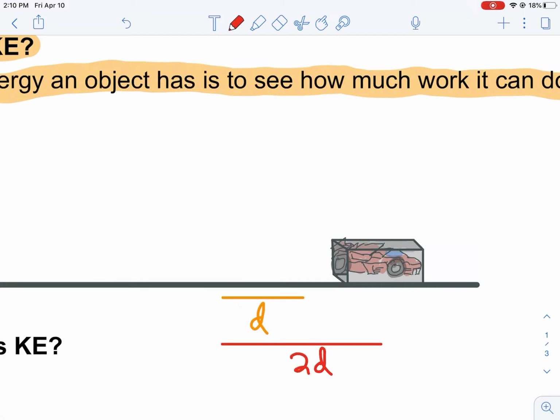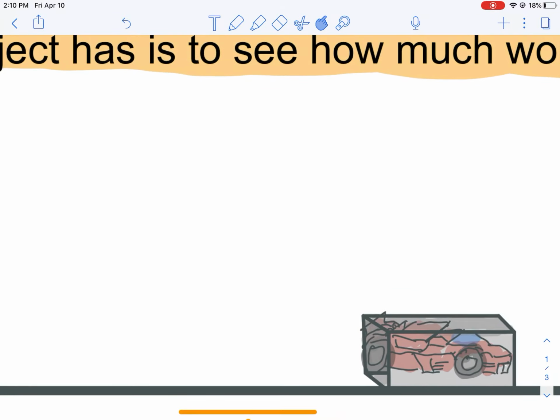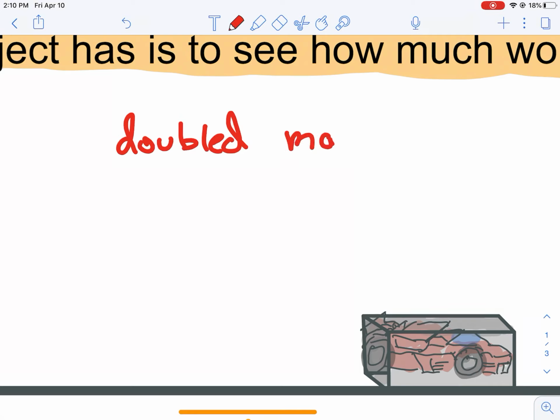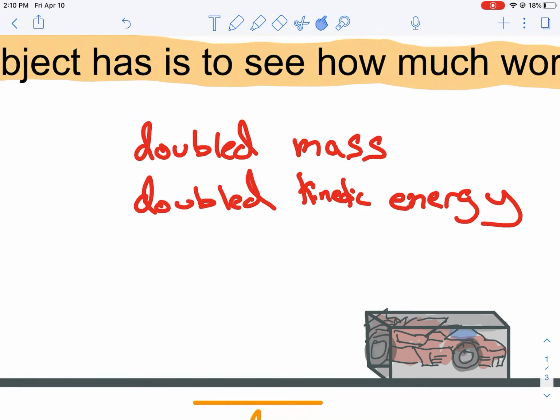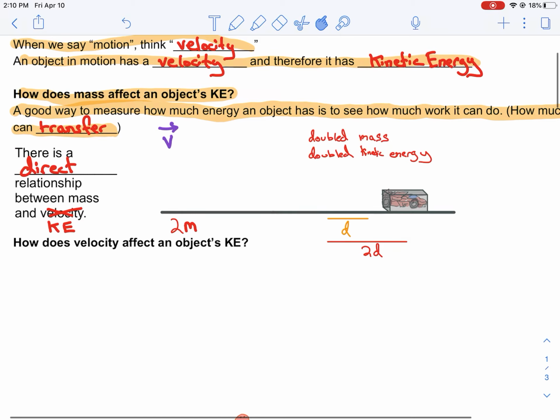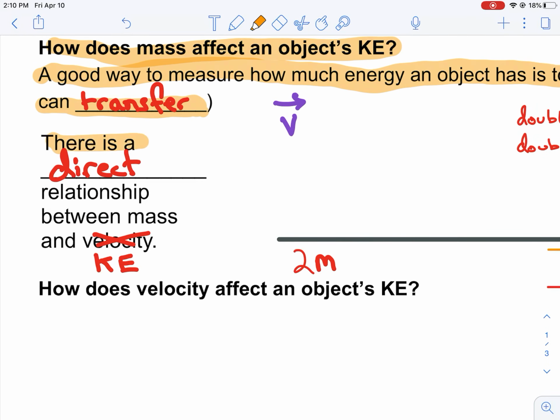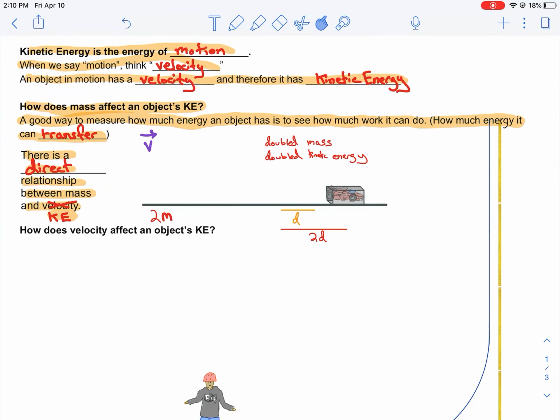So what does this tell us? This tells us that when we doubled the distance, we doubled his energy. So when we doubled distance, I meant to say double the mass. When we doubled his mass, we doubled his energy. And in this case, it was his kinetic energy because he was moving. So what does that tell us? A doubling and a doubling tells us that there is a direct relationship between mass and kinetic energy.